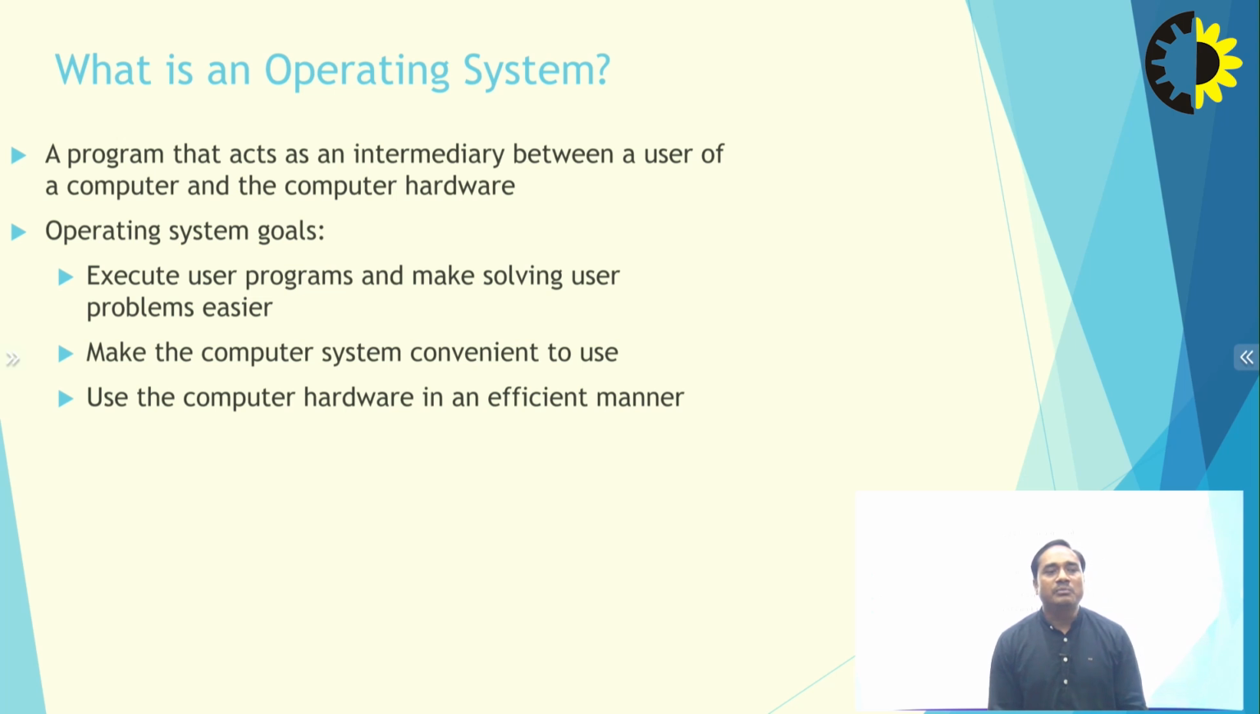The next point is to make the computer system convenient to use. The operating system helps make the system convenient so that the user can perform various operations. The next point is to use the computer hardware in an efficient manner. How will the operating system use the hardware efficiently? The operating system manages everything in terms of process management, memory management, IO management, device management, and security. So all things are managed by the OS, and it manages the hardware through which we can do the operation.